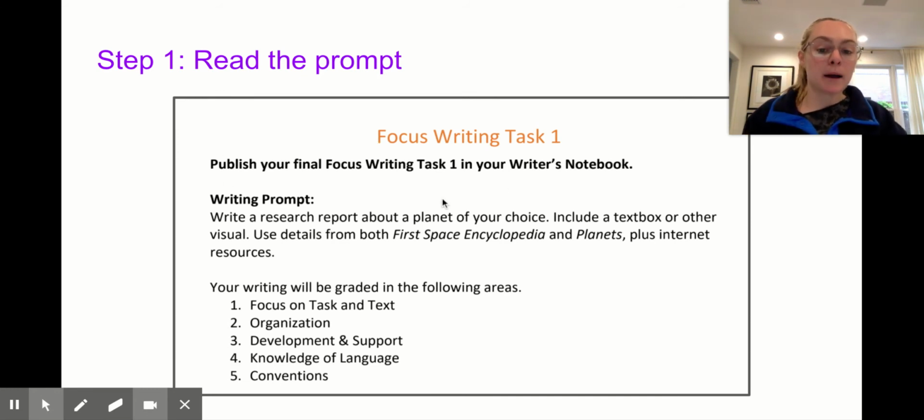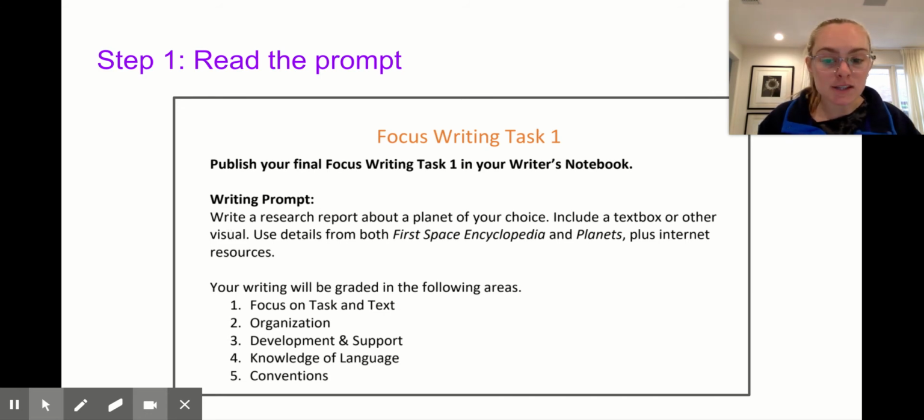So we are going to be publishing a focus writing task, and we are going to be doing this writing by hand. Our prompt is to write a research report about a planet of your choice. You need to include a text box or a visual. You will use details from both First Space Encyclopedia and Planets, plus you'll have some internet resources as well.